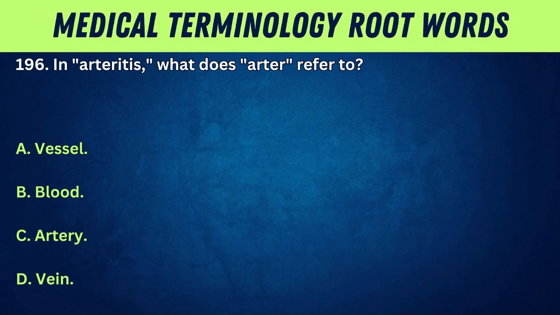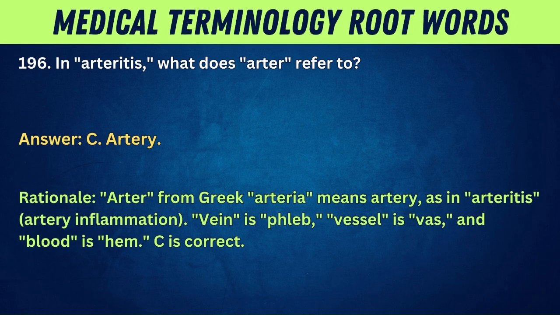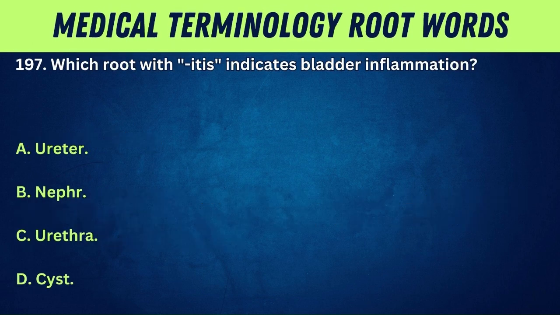196. In arteritis, what does arter refer to? A. Vessel. B. Blood. C. Artery. D. Vein. Answer: C. Artery. Rationale: arter from Greek arteria means artery, as in arteritis, artery inflammation. Vein is phleb, vessel is vas, and blood is hem. C is correct.